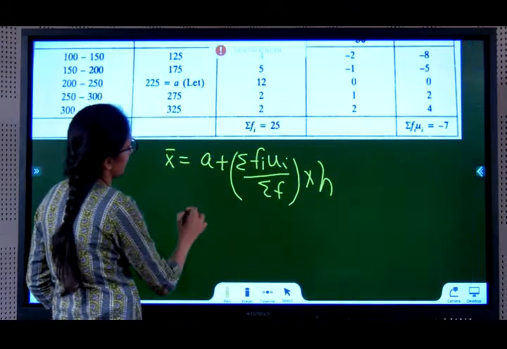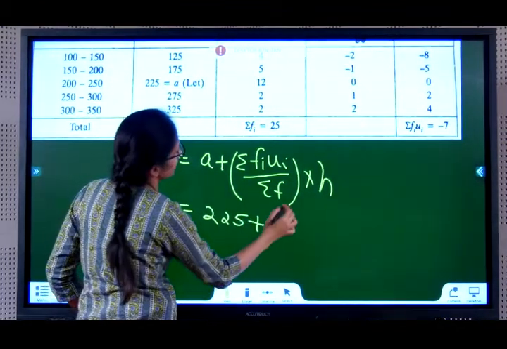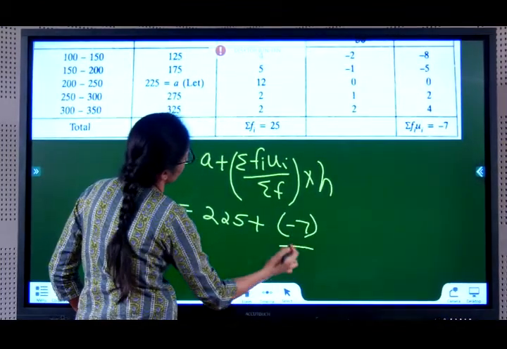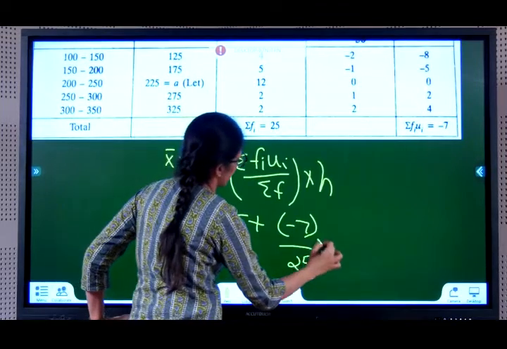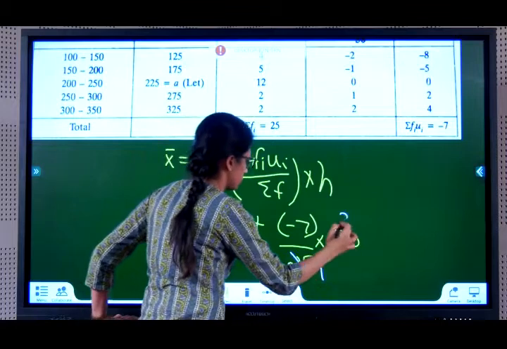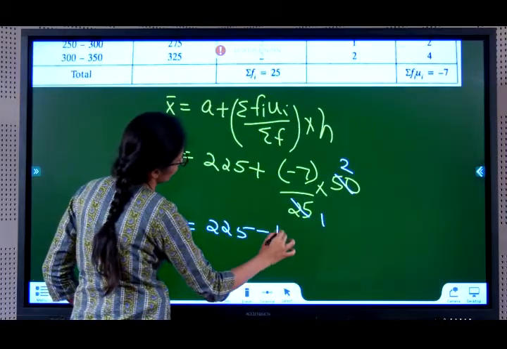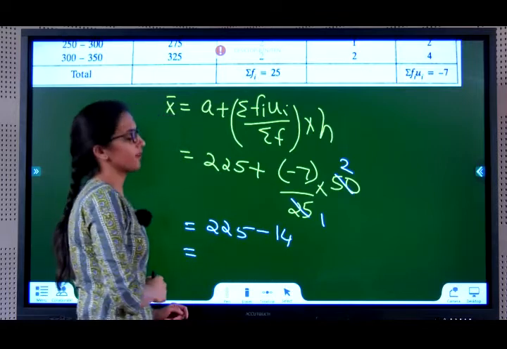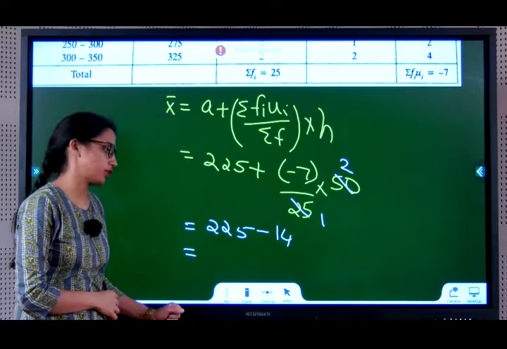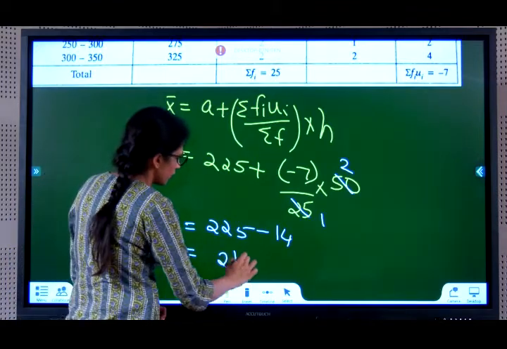Let's begin. A is 225, plus minus 7 summation f 25, h 50. 225 minus 14. 225 minus 10, 215. 215 minus 4, 211. What is the unit of this mean?